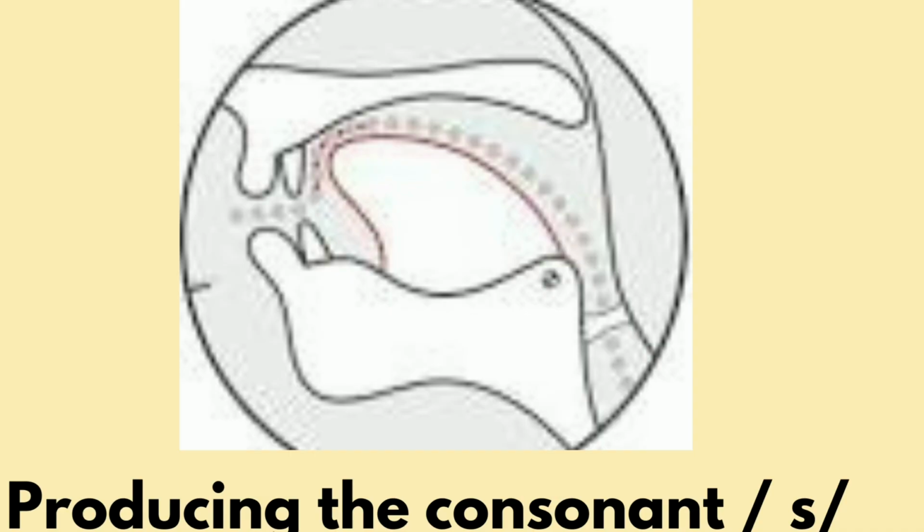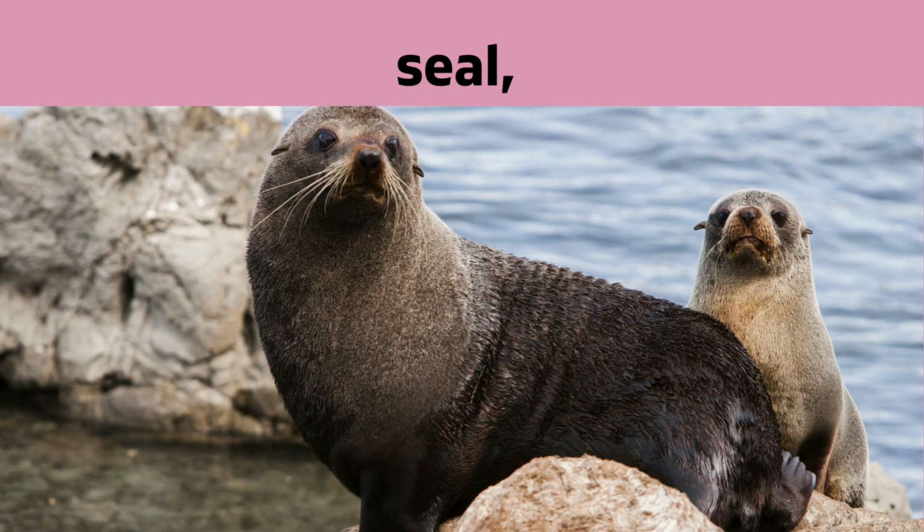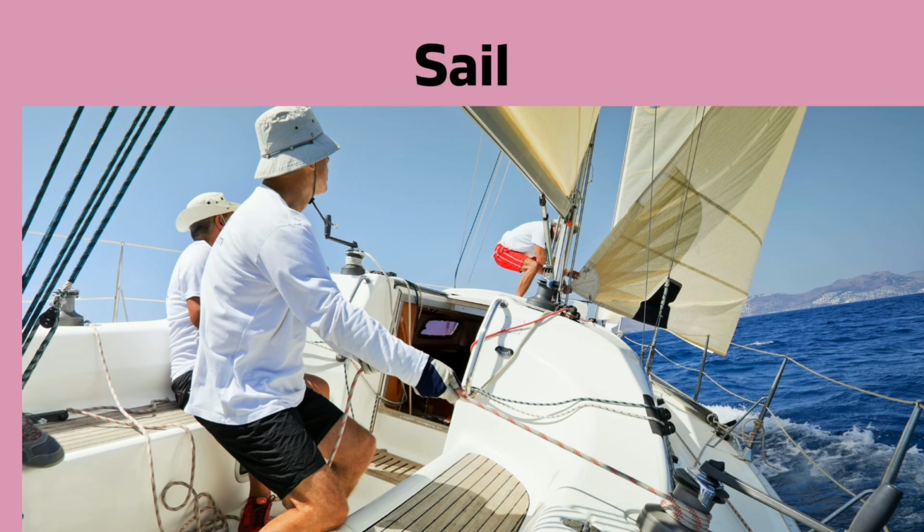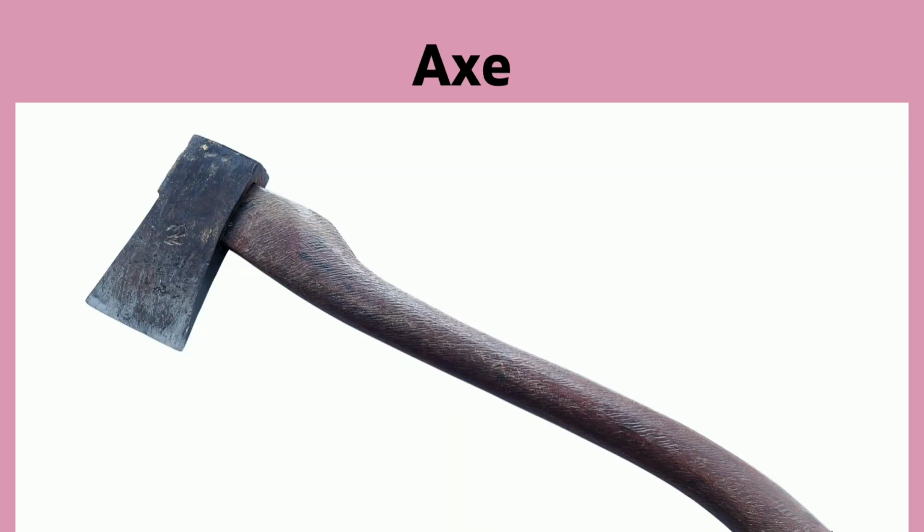The S sound is an unvoiced sound. That is, you don't get a vibration from the vocal cord when you're pronouncing them. Example, we have words like seal, nest. You can see that unvoiced is unvoiced because you don't get a vibration from your vocal cord. Sail. We have words like axe, excite.